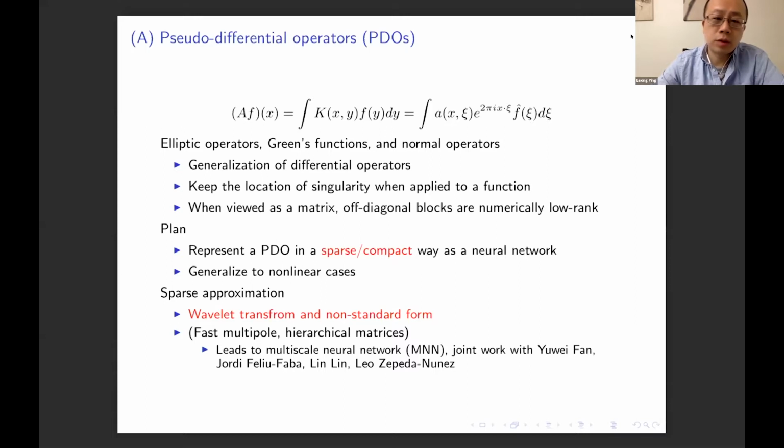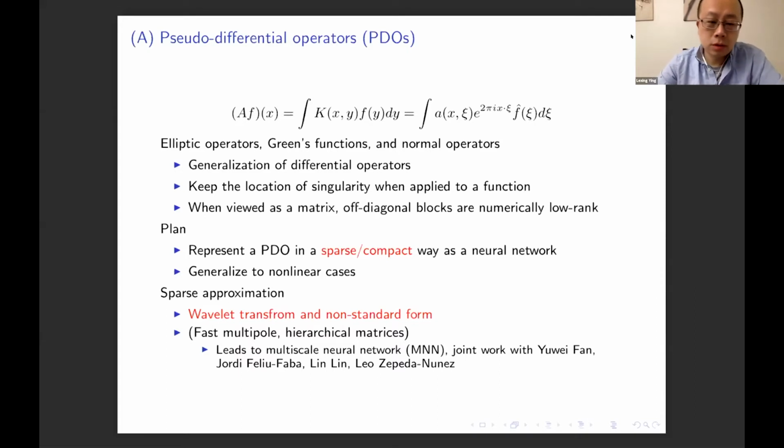One very important thing about a pseudo-differential operator is that when you apply it to a certain function, the location of the singularity of the output is aligned with the singularity of the input. What this means is that when you view the whole pseudo-differential operator as a matrix, the off-diagonal blocks, the blocks that are away from the diagonal, are typically numerically low rank. So this gives us a way to represent a pseudo-differential operator in a very sparse and compact way. Our plan is to translate this compact representation into a neural network, and then generalize to handle nonlinear cases.